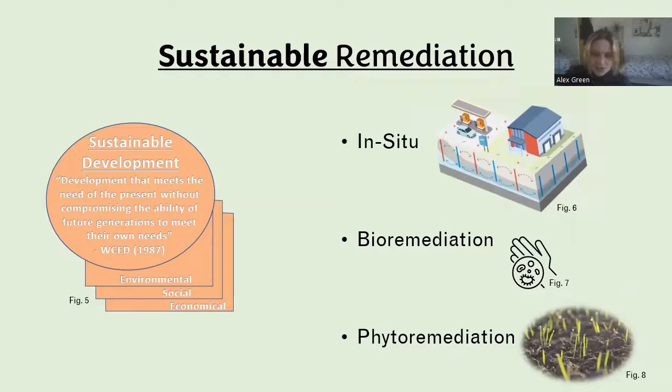Certain methods of remediation have been highlighted for their sustainability. For example, in situ, which treats the elements without taking them away from the site, bioremediation, which uses living microorganisms to treat pollutants, and phytoremediation, which uses plants.